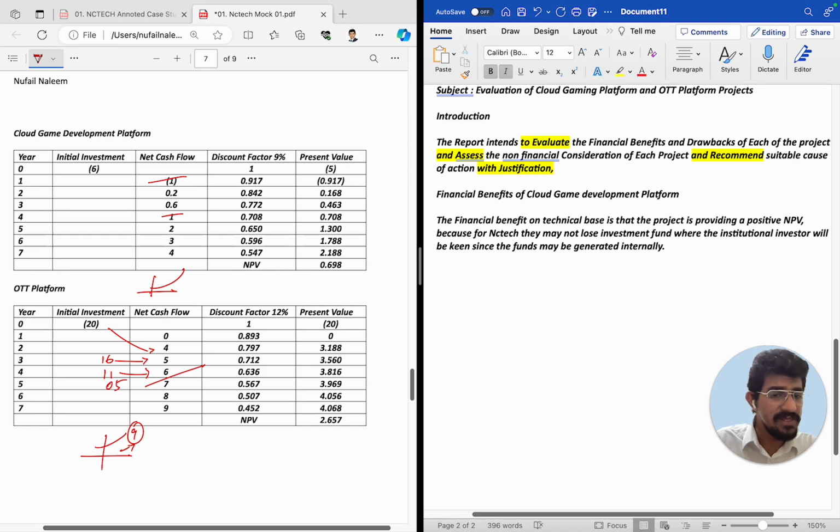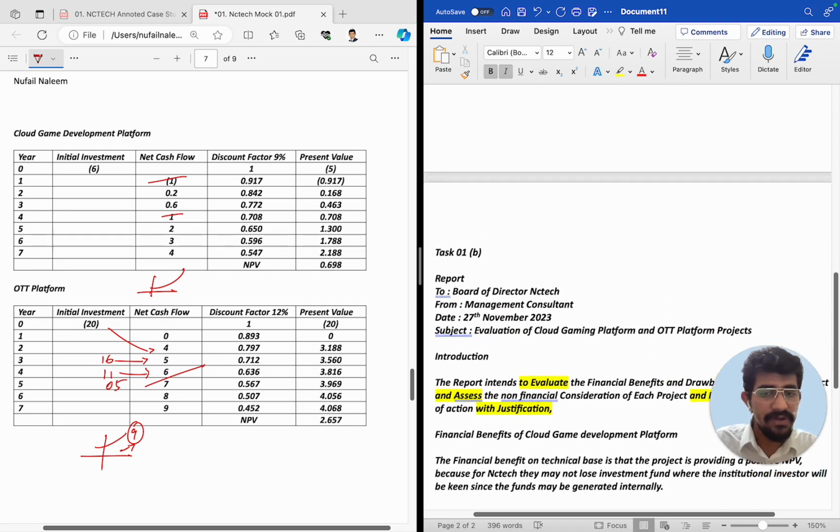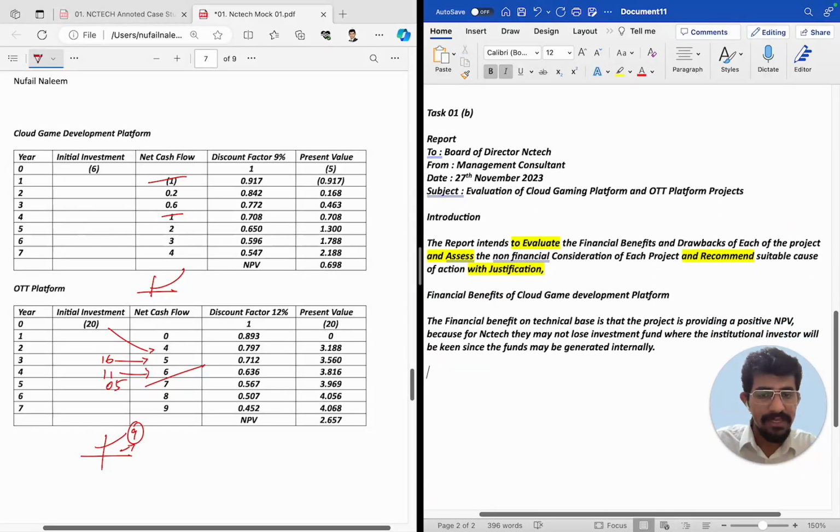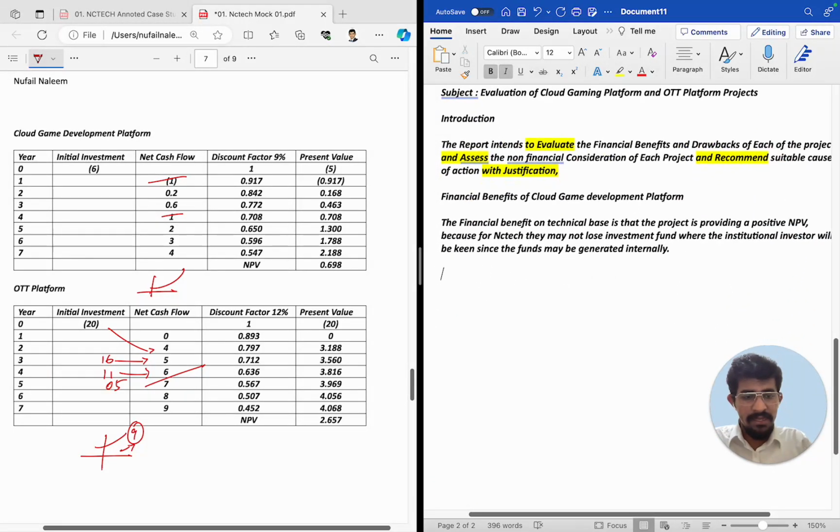And then students, just to make sure, the next point of view is the lower investment. So I'll write down here, the next thing is the further $6 million investment is lower compared to the investment in the OTT platform.